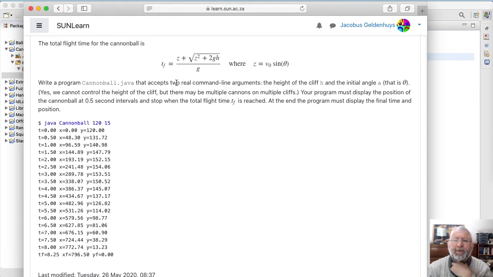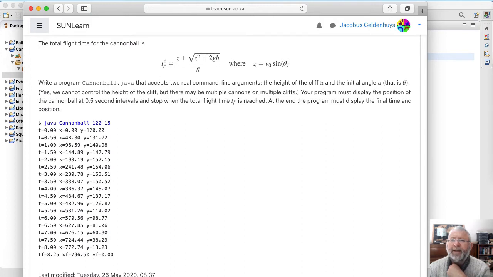Write a program Cannonball that accepts two real command line arguments. The height of the cliff, that's h, and the initial angle a, that's theta. Yes, we cannot control the height of the cliff. There are multiple cannons on multiple cliffs. Yes, sure, you can specify the height. Your program must display the cannonball at 0.5 second intervals and stop when the total flight time tf is reached.